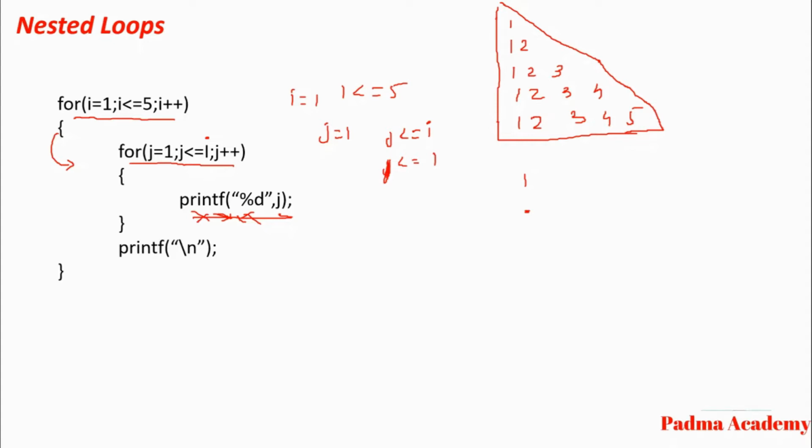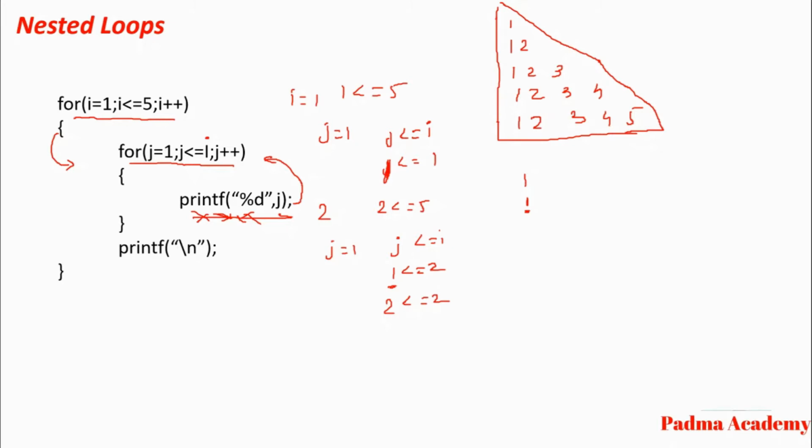Then it will again increment the value of i, that is i value will become 2. It will check that is 2 less than or equal to 5, yes. Then it will assign the value of j as 1. Then it will check that is j less than or equal to i, that is 1 less than or equal to 2, yes. Then it will print the value of j, that is 1. Then again the value of j will be incremented, that is the value of j will become 2. Then it will check is 2 less than or equal to 2, yes.